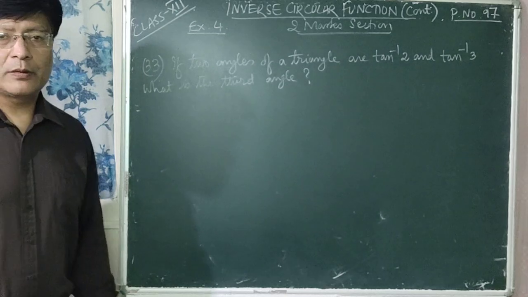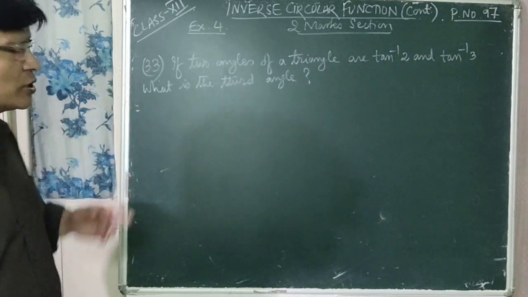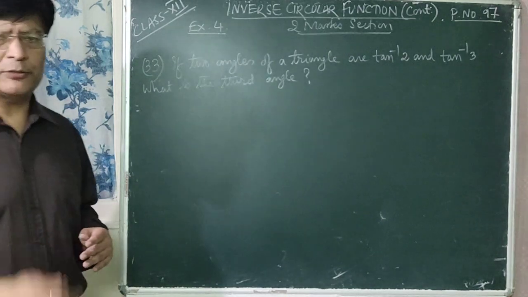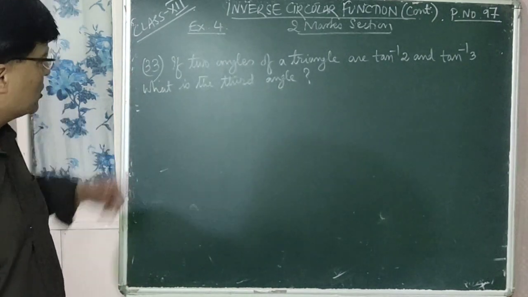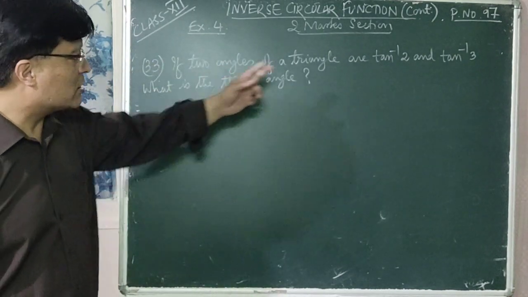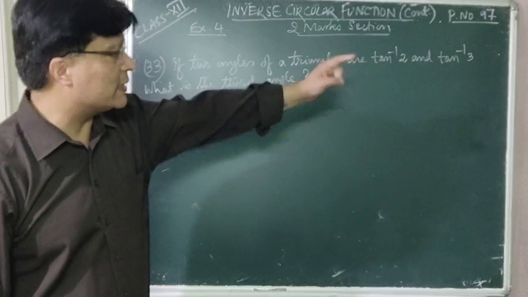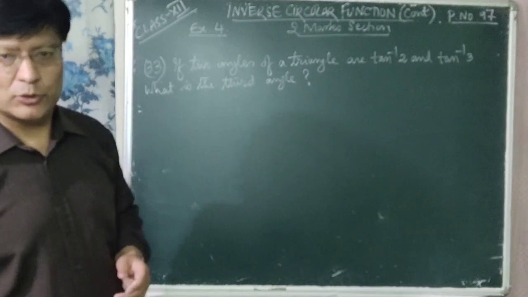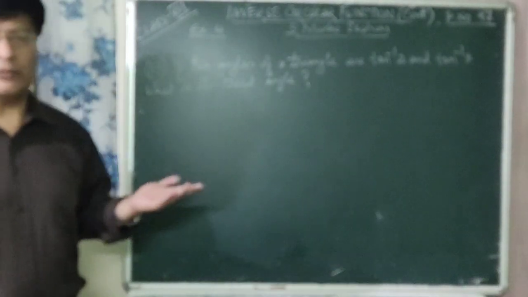So now we will do the next question, that is question number 33. This question number 33 is similar to 32. Okay, let's do this question. If two angles of a triangle are tan inverse 2 and tan inverse 3, then what is the third angle? Two angles are given as tan inverse 2 and tan inverse 3. You have to find out the third angle.